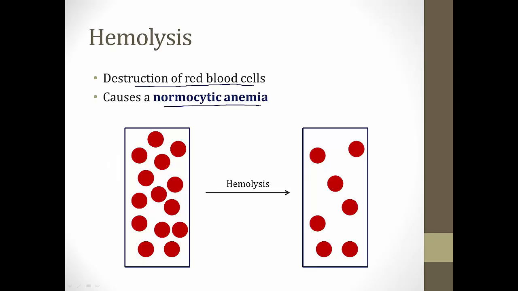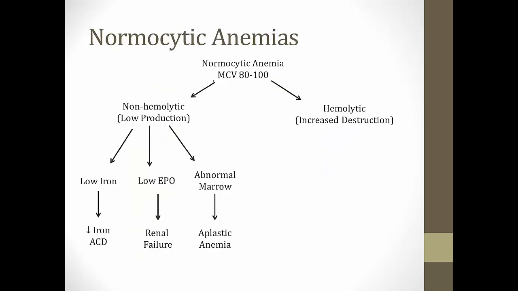cause a normocytic anemia, and that should be fairly easy to understand. If you have a collection of red cells and you begin to destroy a select number of them, you will get fewer red cells, meaning you will have an anemia, but the red cells won't be changed in size, so therefore it will be a normocytic anemia. So a normocytic anemia has an MCV of about 80 to 100, and there are two general mechanisms by which you can develop a normocytic anemia.